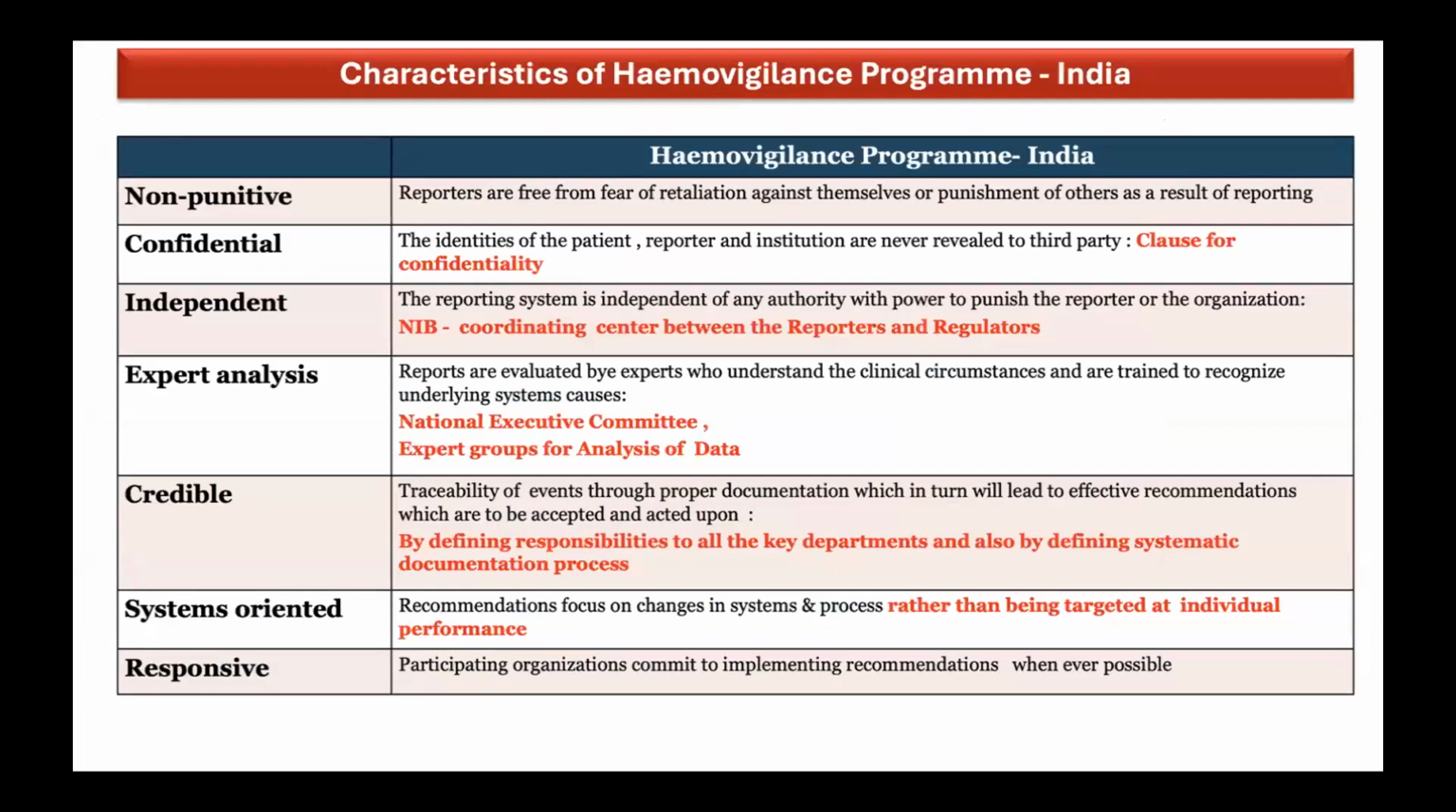The salient features of the national program are that it is non-punitive, so we don't identify who has reported. There is confidentiality. This is independent, so NIB is neither a regulator nor somebody who can take punitive actions against you. There is a team of experts which sits on this data, analyzes it, and sees what kind of evidence we are able to make from this data. We want credible analysis of our own data. This is system oriented and responsive.